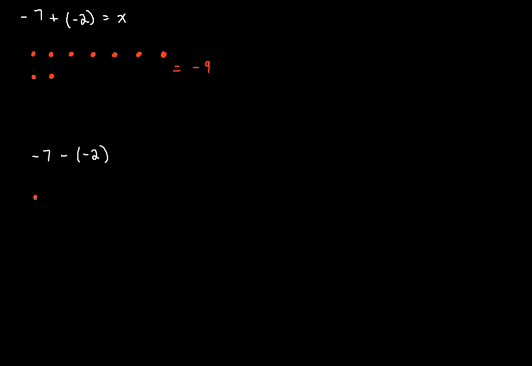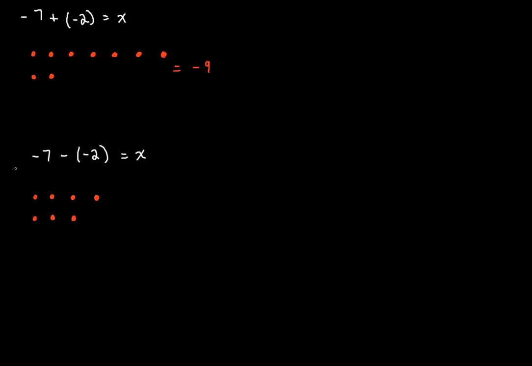So I'm going to keep this going. We have 1, 2, 3, and let's pair these up, 4, 5, 6, and then we have 7. And we're going to change things up just a little bit because I'm not adding things anymore. I'm now subtracting -2. I'm trying to get rid of -2.